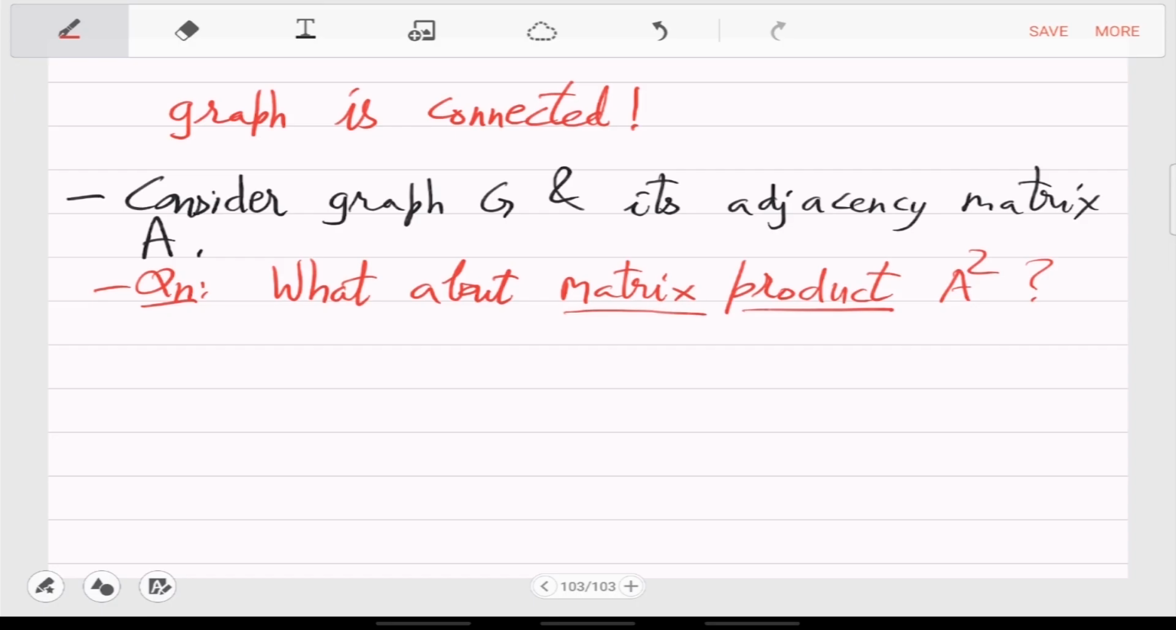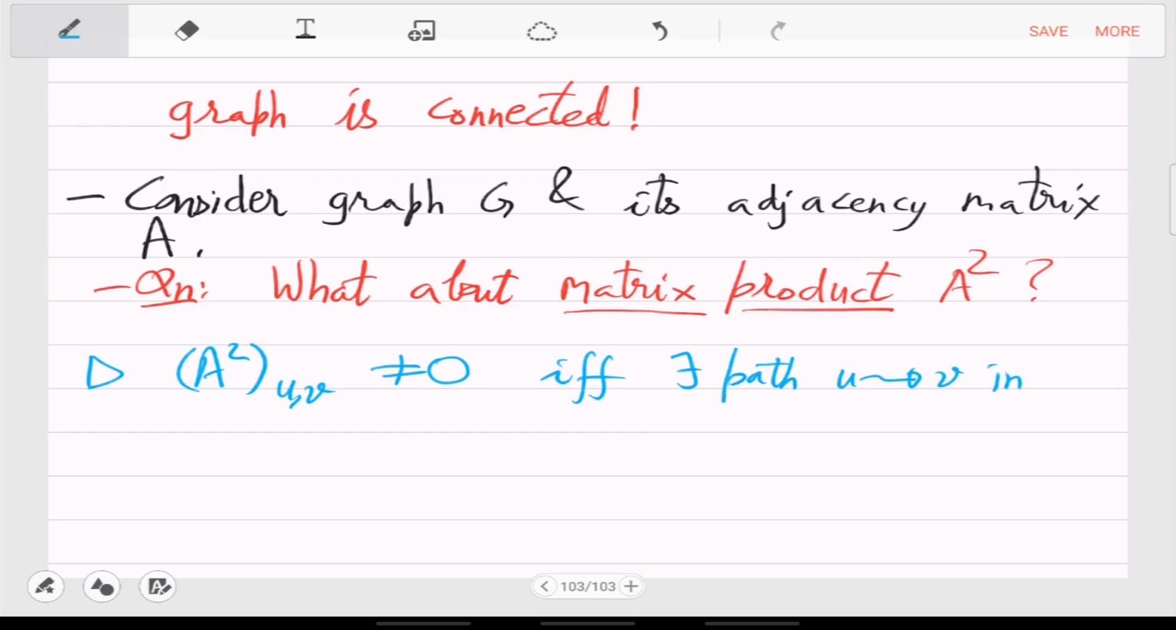So A square has the property that the u comma vth entry of A square is non-zero if and only if there exists a path from u to v in the graph. Can you prove this? This just follows from the definition of matrix product. The matrix multiplication is actually defined exactly to achieve this. You can take this as a definition of matrix multiplication. Yes?